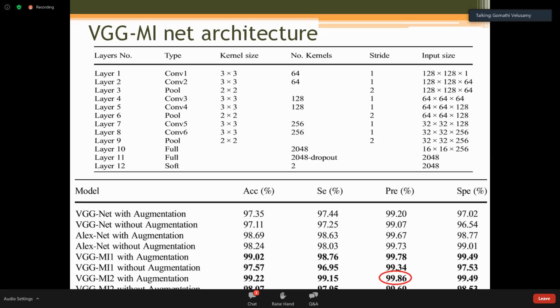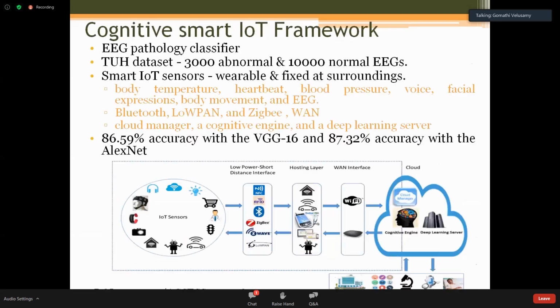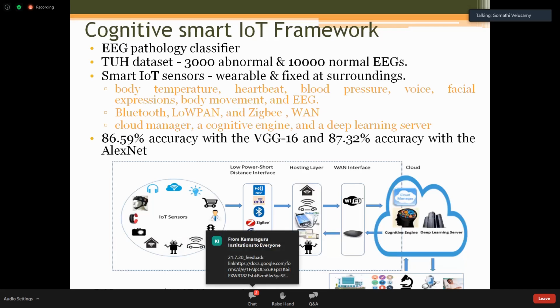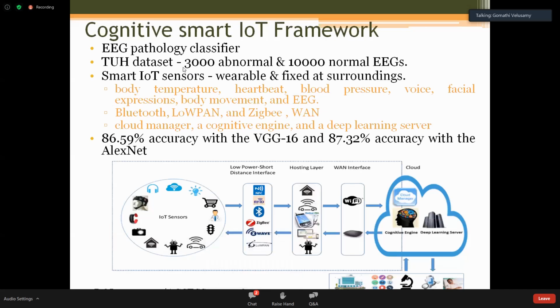And I found one more interesting application on smart healthcare using deep learning called the cognitive smart IoT framework. Here the idea was to analyze the EEG signal of a patient to identify the pathological condition of the patient from the EEG data. They have done two phases of work, one is the training part and another is the real time testing part. On the training part, they have used the TUH data set, which has 3000 abnormal and 10,000 normal EEG signal characteristics for learning the pathology.